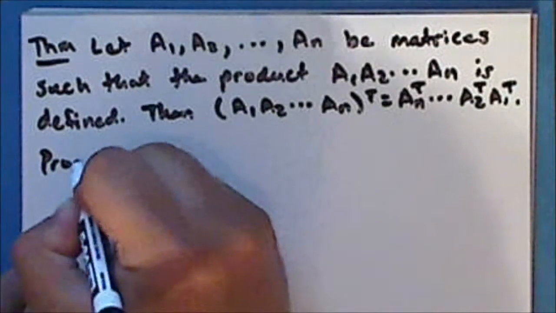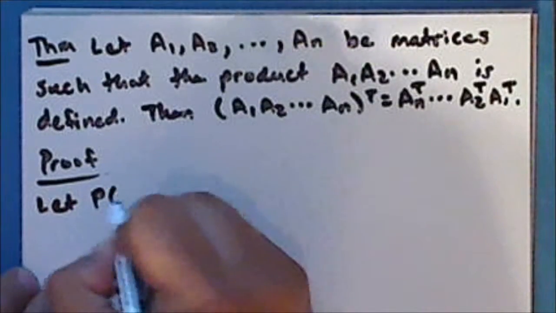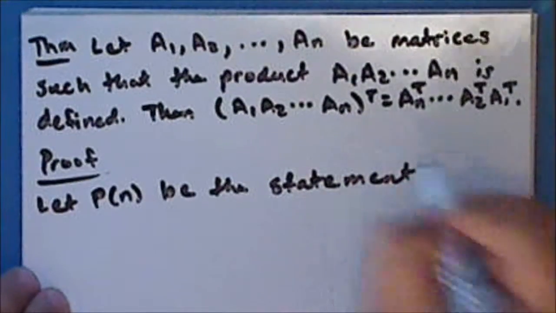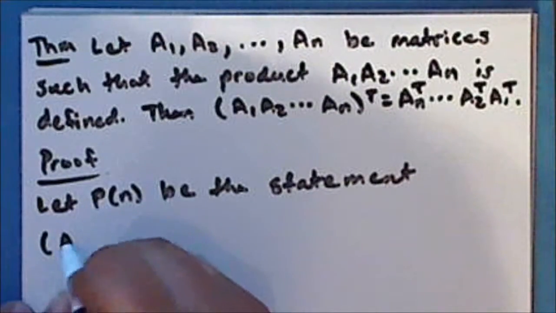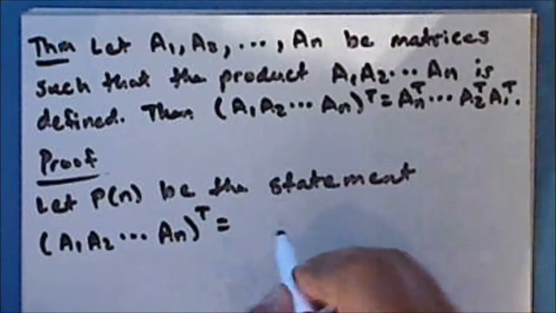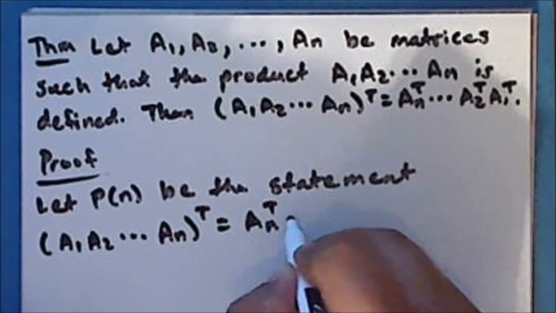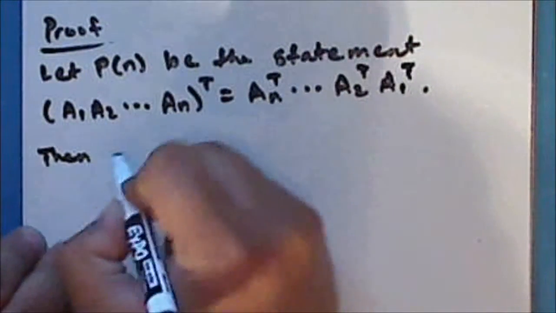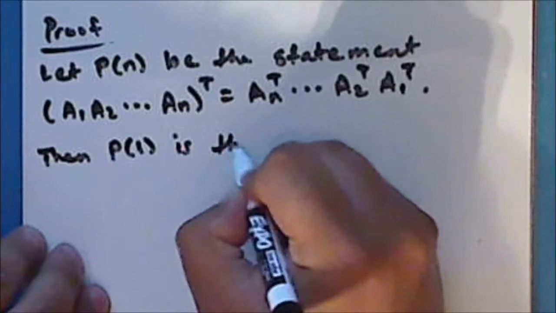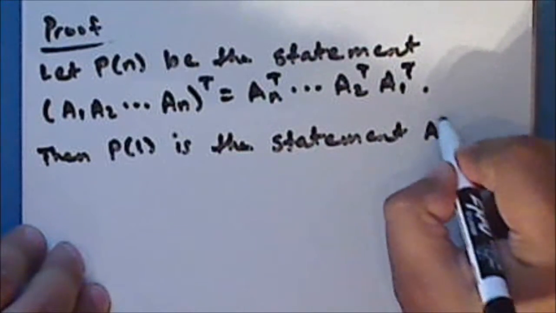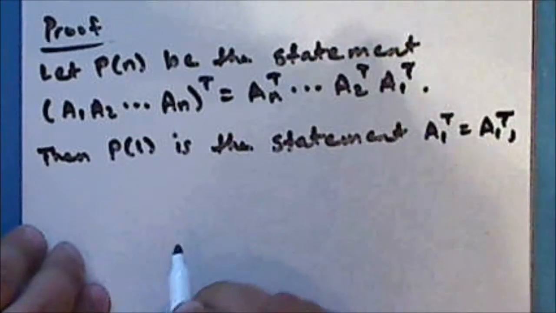So proof. Let P of n be the statement that the transpose of the product of n matrices is the product of the transposes in reverse order. Then P of 1 is the statement that A sub 1 transpose is equal to A sub 1 transpose, which is true.